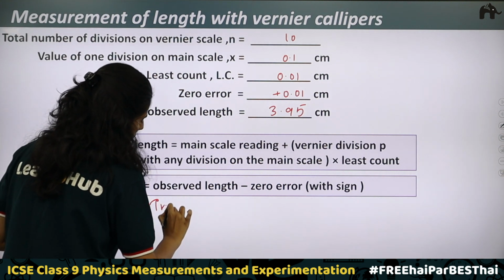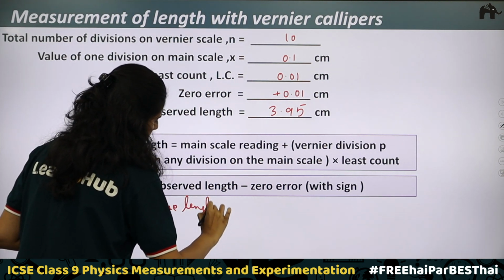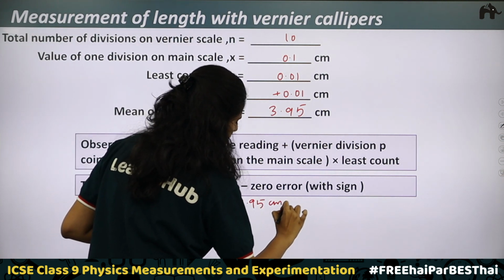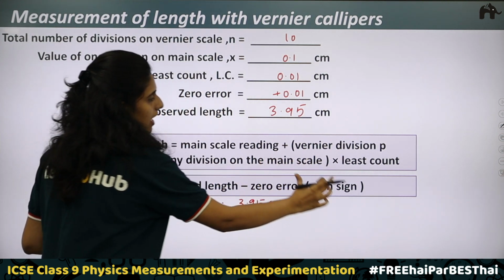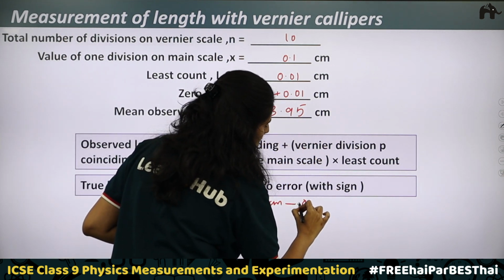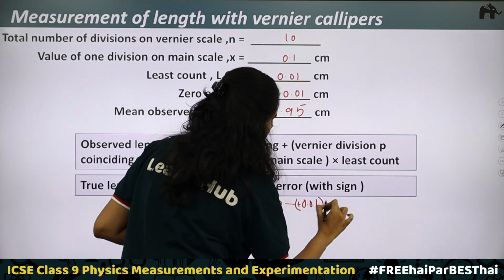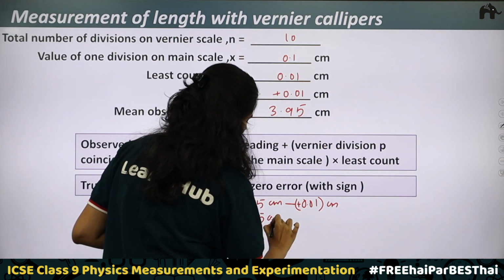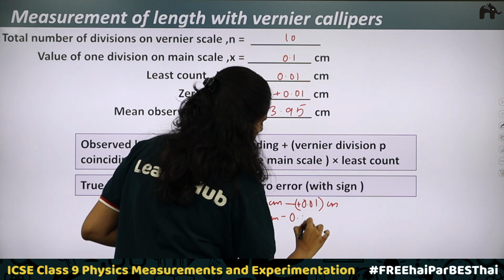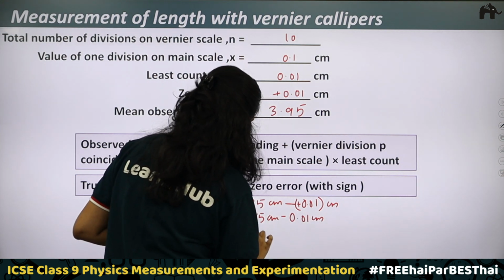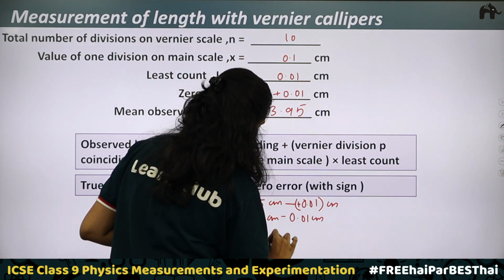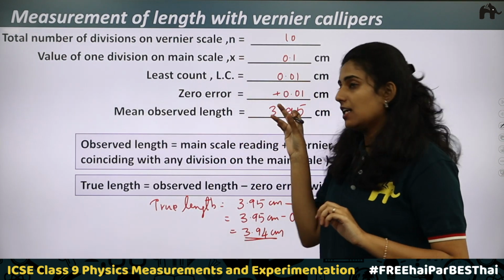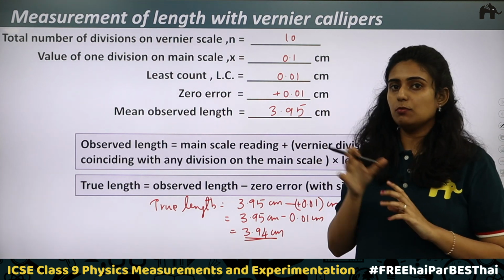So true length will be equal to observed length, that is 3.95 centimeter, minus the zero error. The sign is very important, which is plus 0.01 centimeter, that is equal to 3.95 centimeter minus 0.01 centimeter equal to 3.94 centimeters. So this is the true length or the correct value of the breadth of the AC remote that we have used.